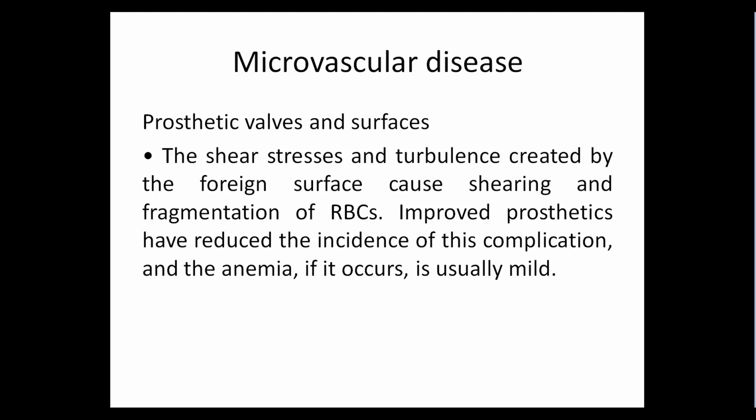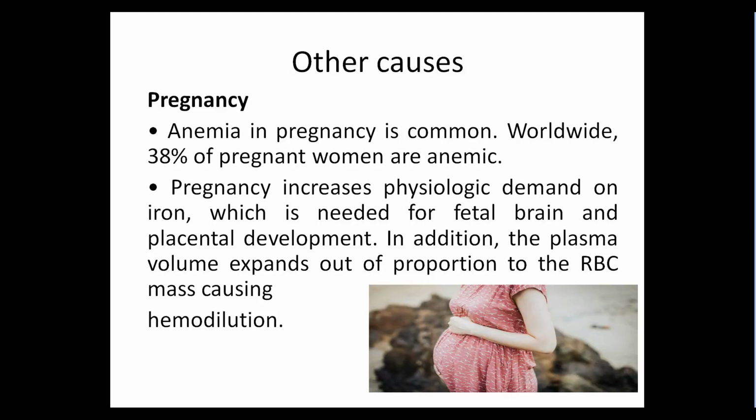Prosthetic valves and surfaces. The shear stress and turbulence created by the foreign surface cause shearing and fragmentation of red blood cells. Improved prosthetics have reduced the incidence of this complication, and the anemia, if it occurs, is usually mild.